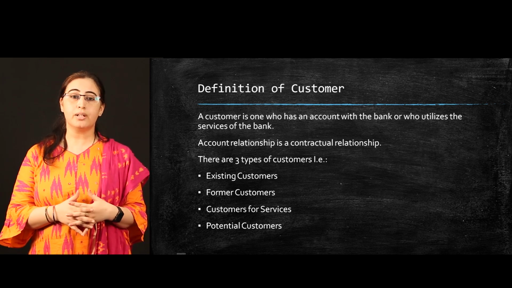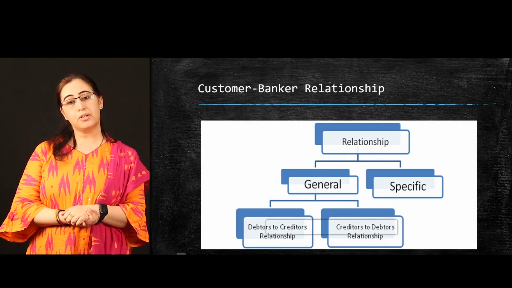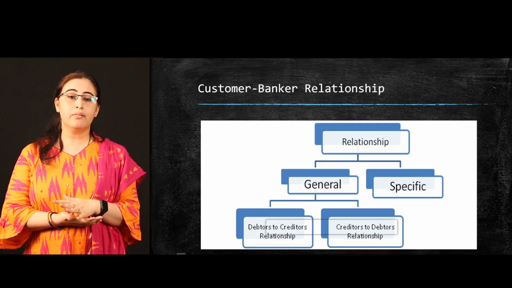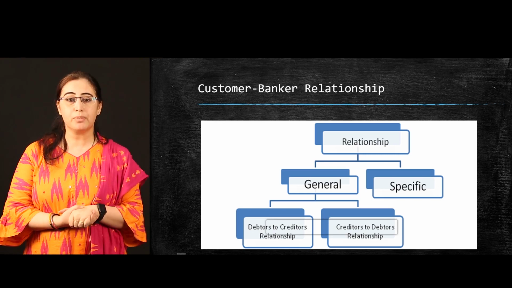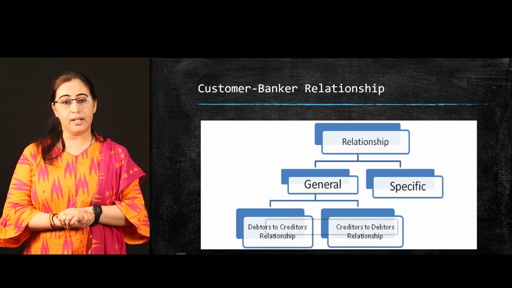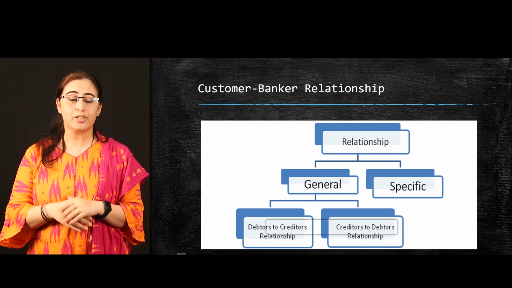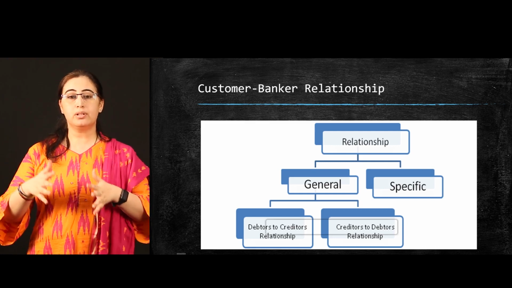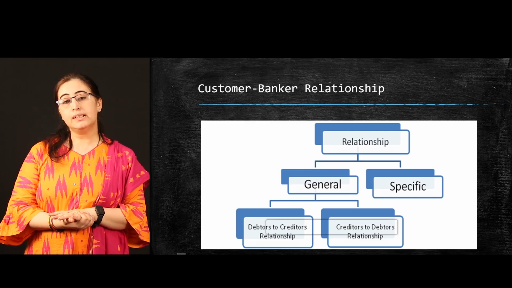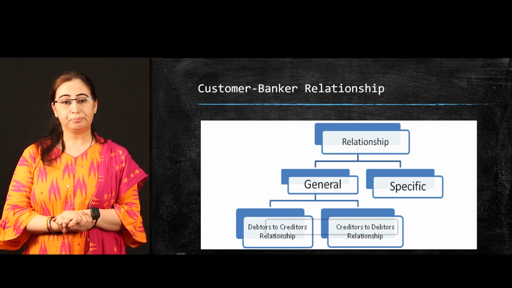Now have a look at the relationship between a banker and customer. When we talk about the relationship between banker and customer, there are two types of relationship. One is a very general relationship, that is a relationship of a debtor to creditor or creditor to debtor. And the second type is a specific relationship which depends on the banker and customer, like a relationship of a trustee or a bailee. Now in this particular session, we are going to discuss the general relationship.